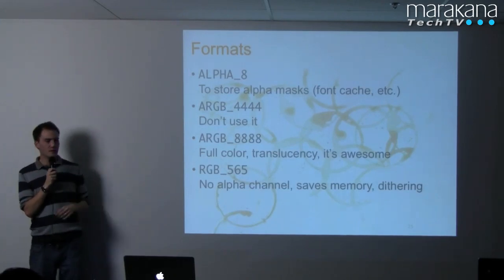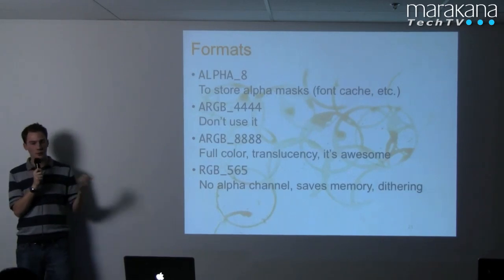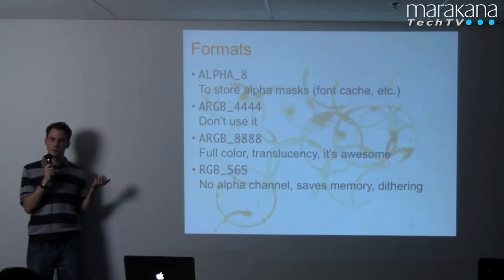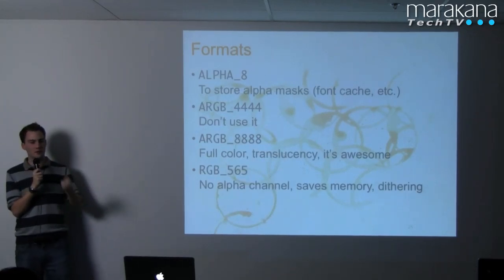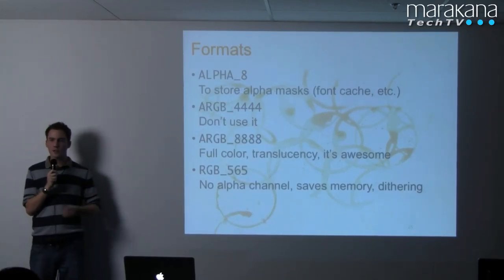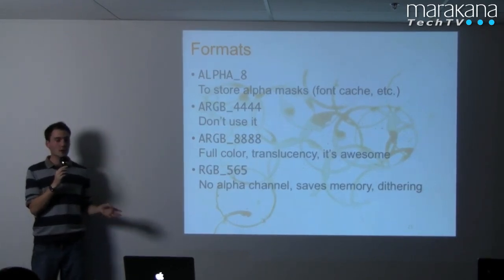And finally, we have RGB565. So you have limited precision on colors. You don't have an alpha channel, so it works great for photos. But for anything else, you will have banding or you will have dithering artifacts. It saves a bit of memory. It's a little faster to draw, but usually the trade-off is not worth it.